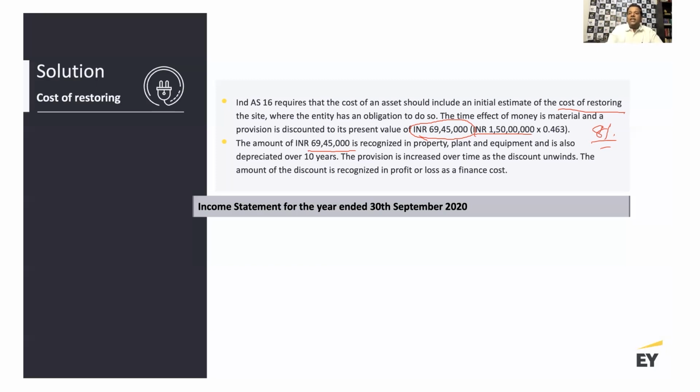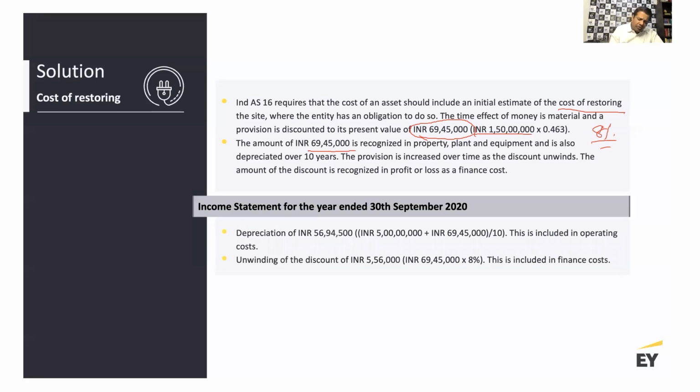So on this 463, at every measurement date, I'm going to record interest at the rate of 8% by way of an unwinding. So if I look at my income statement for the year 30th September 2020, I'm going to record a depreciation of 56,94,500, which is a 10-year property, a 10-year usage. So I'm going to record on 5 crore plus on 69,45,000 divided by 10, and that gives me 56,94,500. That's my depreciation cost.